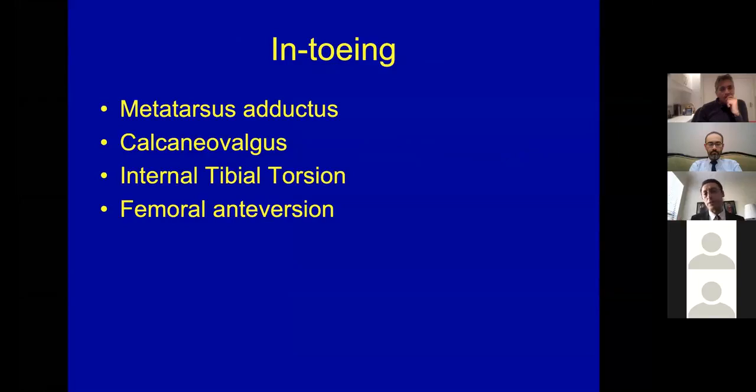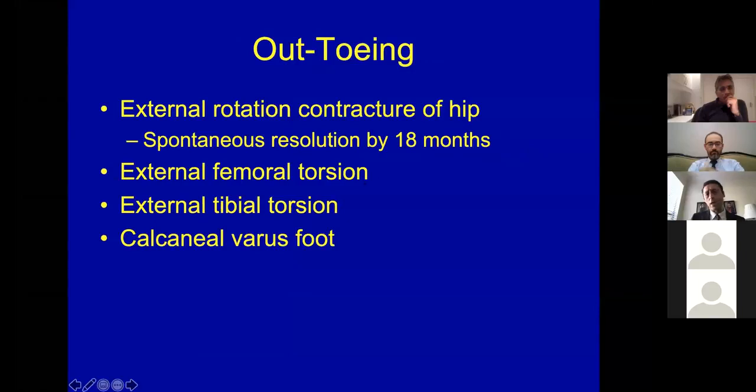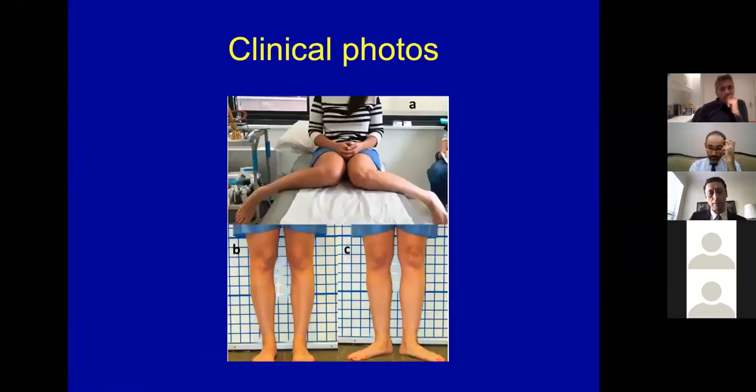It could be from the feet: metatarsus adductus, calcaneovalgus foot, internal tibial torsion, or increased femoral anteversion. Or out-toeing gait could be from external rotation contractures of the hip rotators, with most likely spontaneous resolution by 18 months, or external femoral torsion, or external tibial torsion, or calcaneal varus foot. Foot deformity can also cause some sort of out-toeing gait, but most likely it is the femur or the tibia.